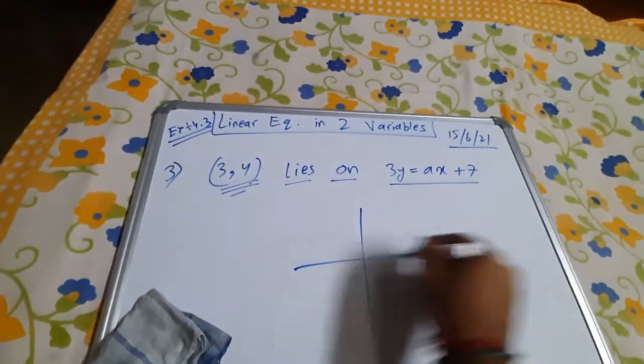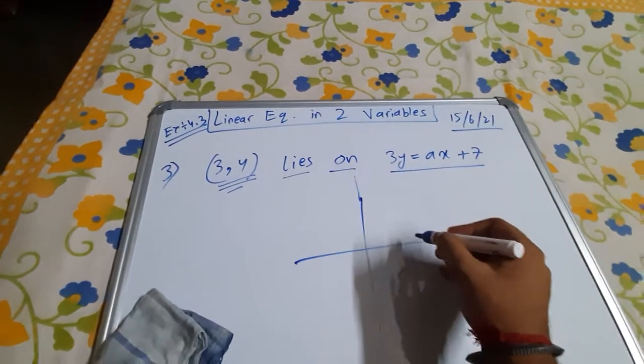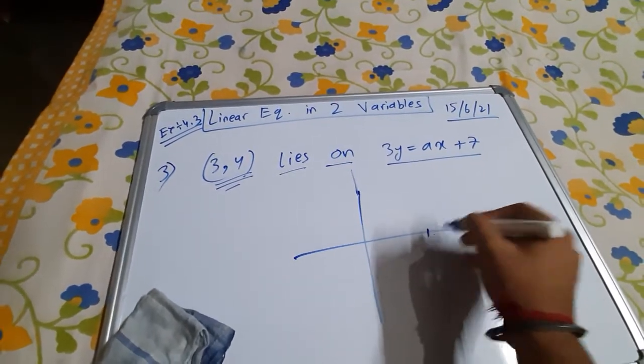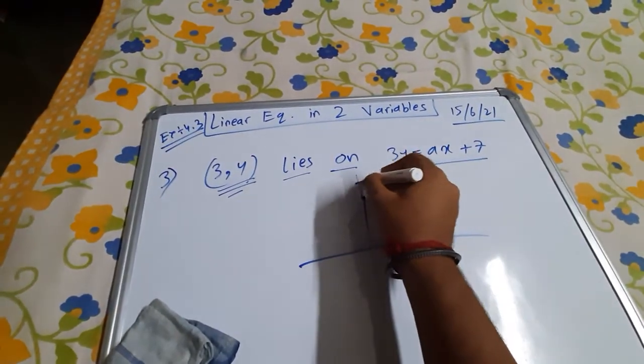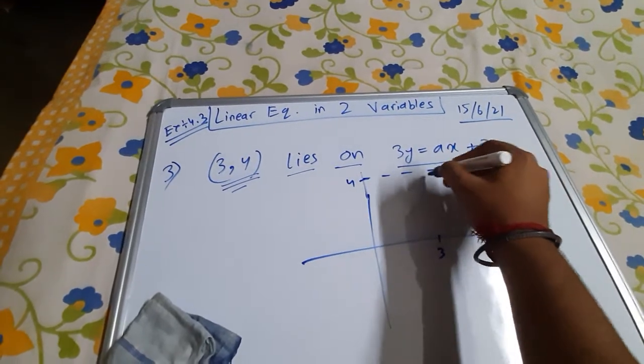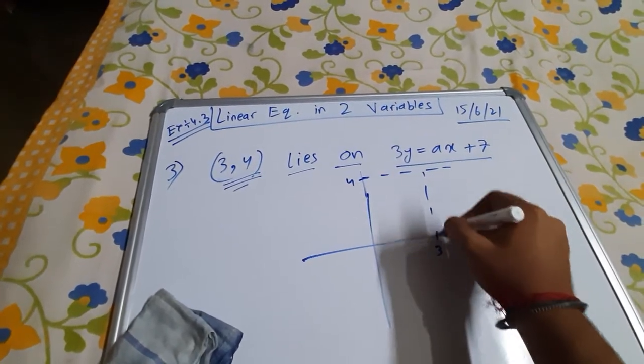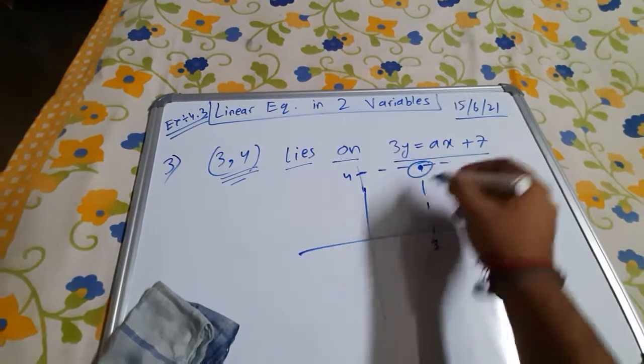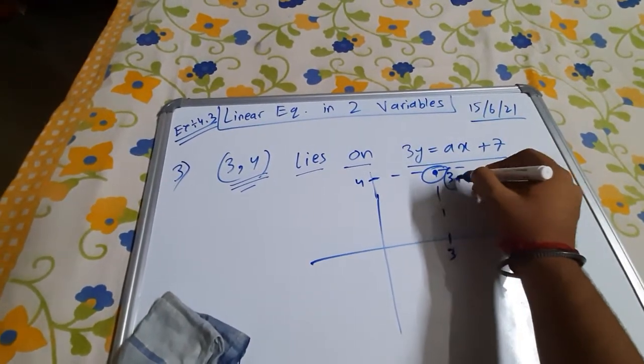Suppose this is a graph, so your 3 comma 4 point will be, 3 is on the x-axis, that means over here I think 3 should be, and 4 should be over here. So if you draw a dotted line over here and a dotted line over here, you will get the point there. Okay, this is 3 comma 4.